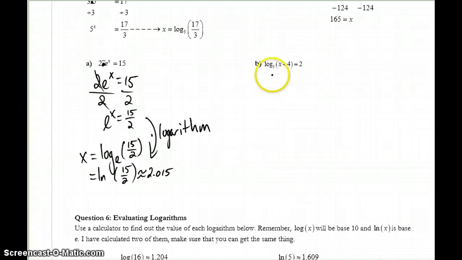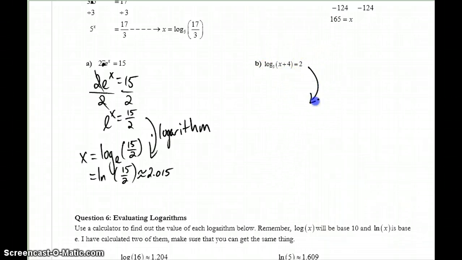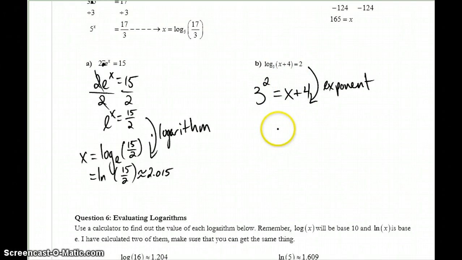Here, for part B, we start in logarithm form. If we're starting as a log, I want to try to write it as an exponential problem. The base of the logarithm is the base of the exponent. What we are equal to is the exponent, because the log is always equal to the exponent. And what's inside the log was the result of the exponential problem. 3 squared we know is 9. We can subtract 4, and we get that x equals 5.